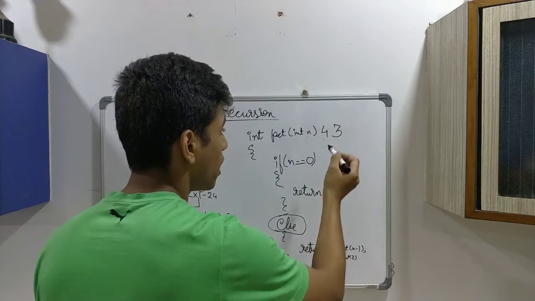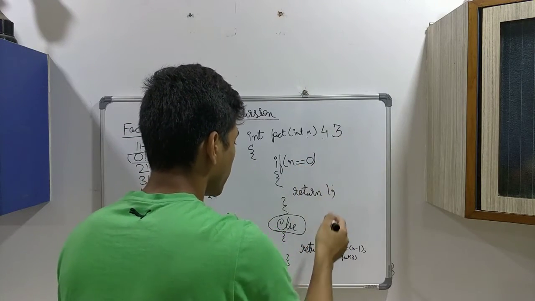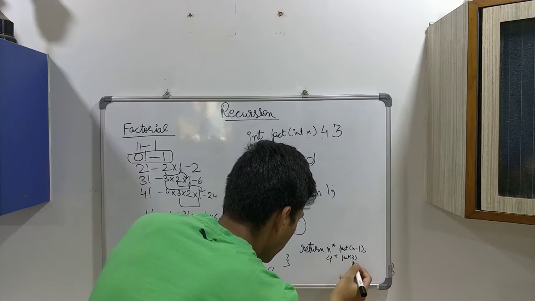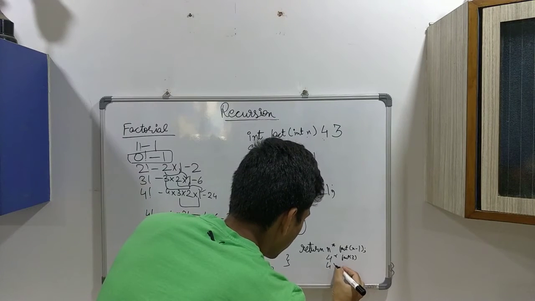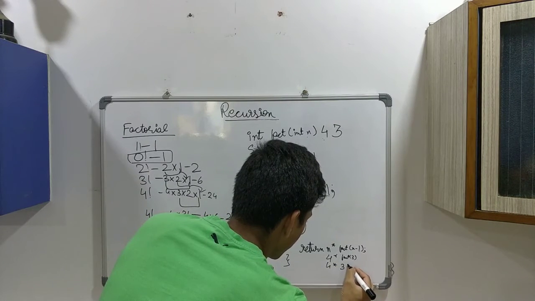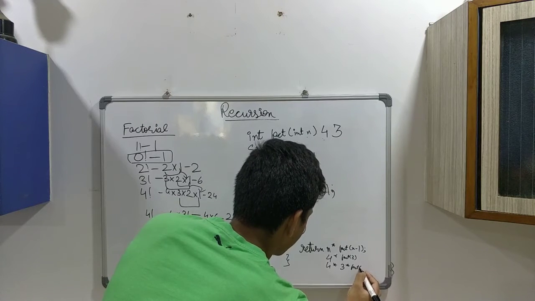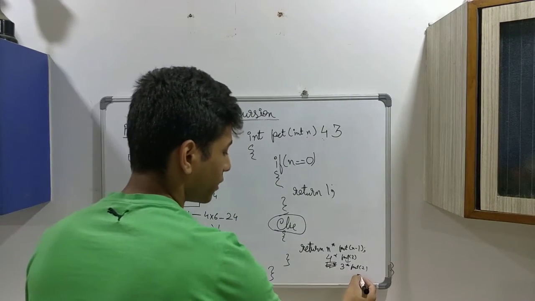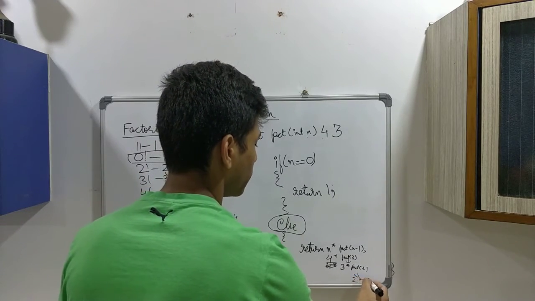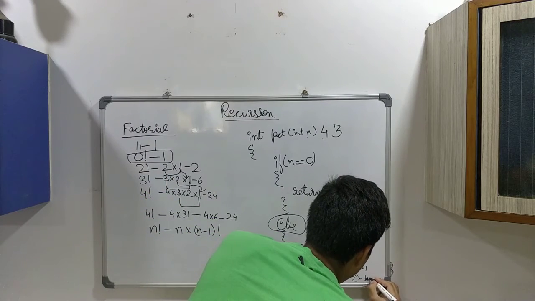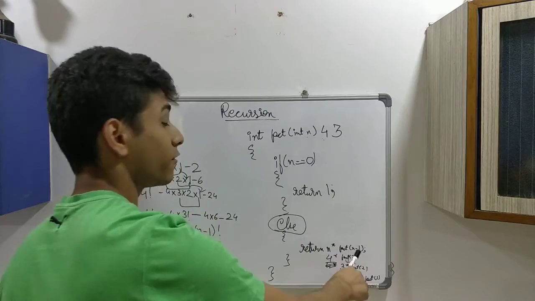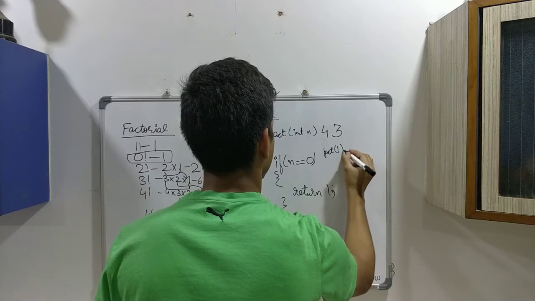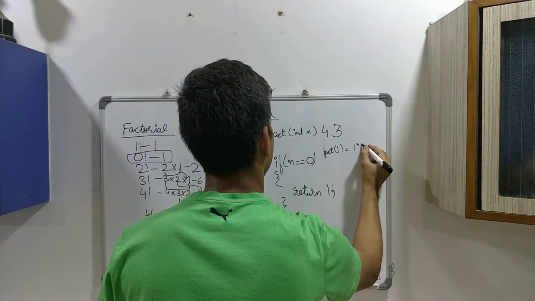Now we are on to the second function where n is equal to 3. It checks if it's 0, it's not. So it goes to the else, and then it returns 3 into factorial of 2. Like this, factorial of 2 would be 2 into factorial of 1. And eventually we'll reach factorial of 1, which is equal to 1 into factorial of 0.